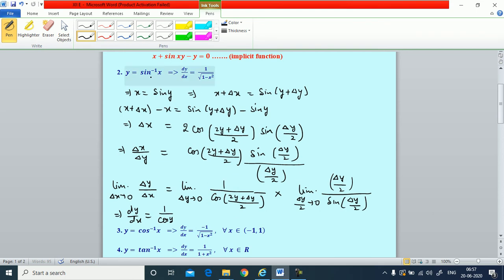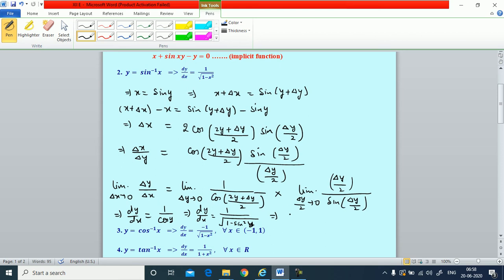Okay, but because y is an explicit function, you can see y is entirely written in terms of x, so the derivative of y with respect to x should be in terms of x. So we are going to change it. We can write it as dy over dx is equal to 1 over square root of 1 minus sine square y, because we know that 1 over cos y can be written as 1 over square root of 1 minus sine square y, and we have seen sine y is how much?